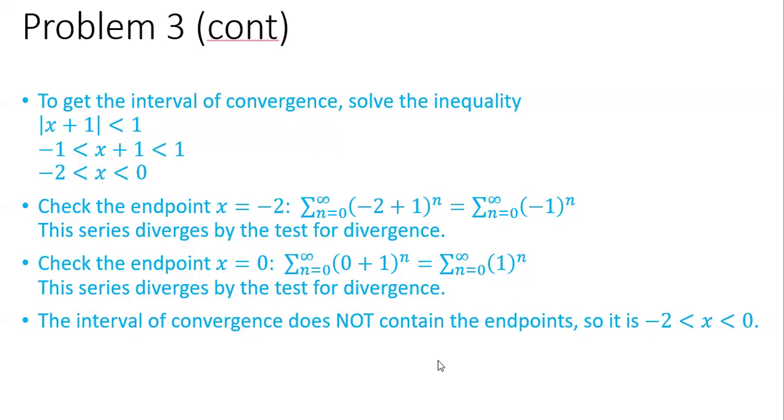Okay. And that's it for this problem set. I thought there was 4, but there's only 3. So hopefully, from the problem set, if you didn't grasp the concept of radius and interval of convergence before, it's more clear now, especially from solving those first few problems.